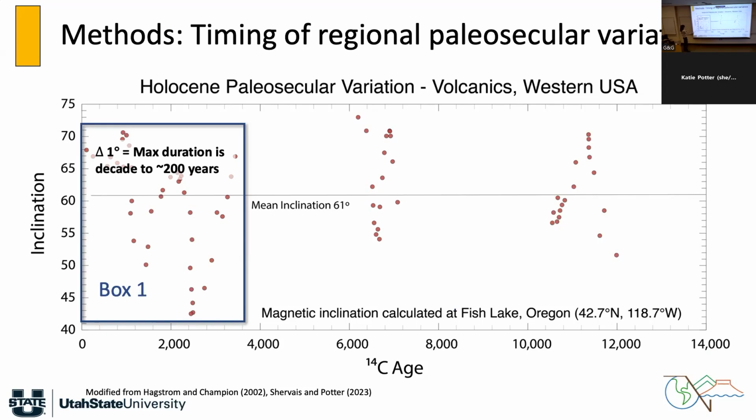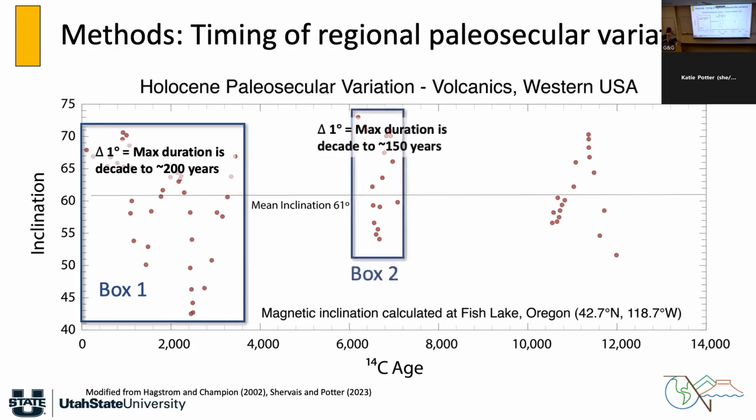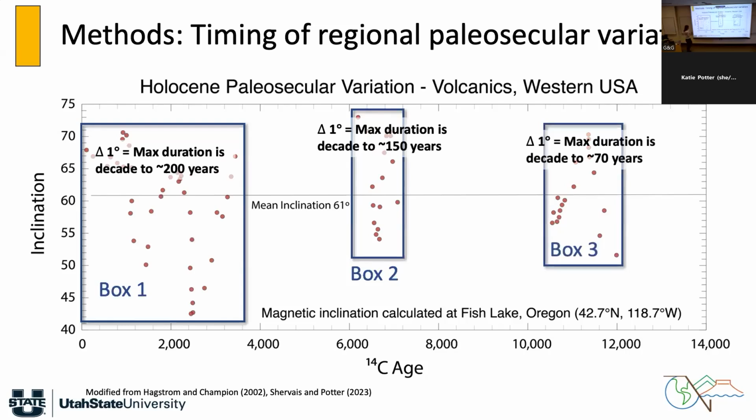In this first box, from present day to about 3,500 years ago, a change of 1 degree represents a decade to about 200 years of time. So it's telling us the rate of change of that inclination. In the second box, which is 6,000 to about 7,000 years, that change of 1 degree is equivalent to a decade to 150 years of time. And in this third box, the 1 degree change could represent a decade to 70 years.